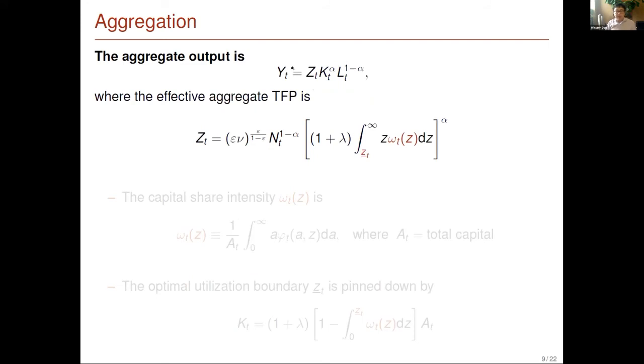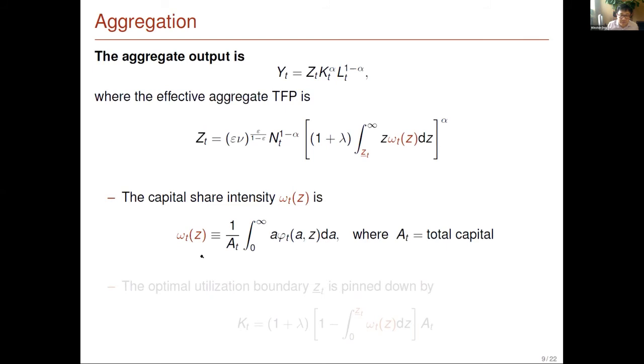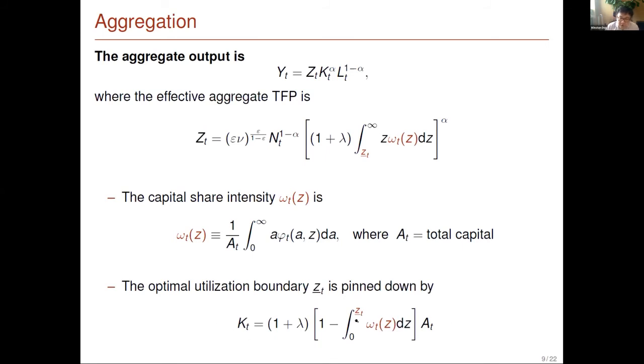Because of this, we can do the aggregation as if there were a representative big firm producing the final goods Y_IT or Y_T. The aggregate productivity is endogenous, follows this, and depends on the cross-sectional distribution of capital and productivity. Also this optimal cutoff point, which firm will start to produce and which firm will stay put and lease out its capital, is pinned down by the market clearing condition in the capital markets by this equation.